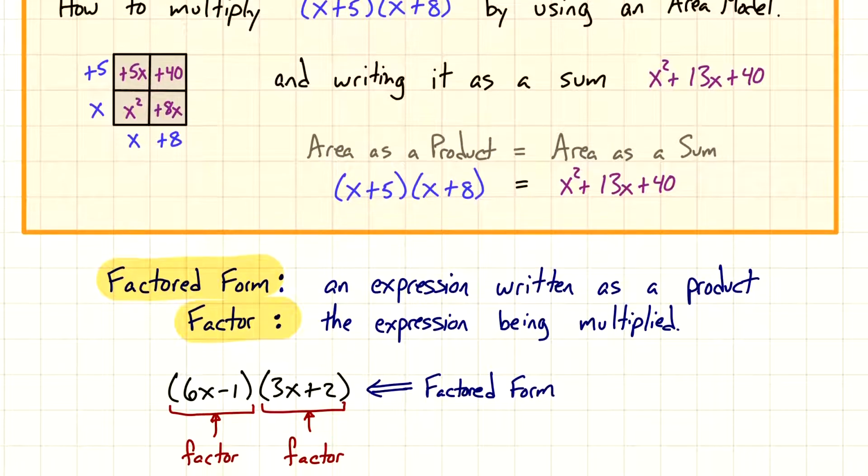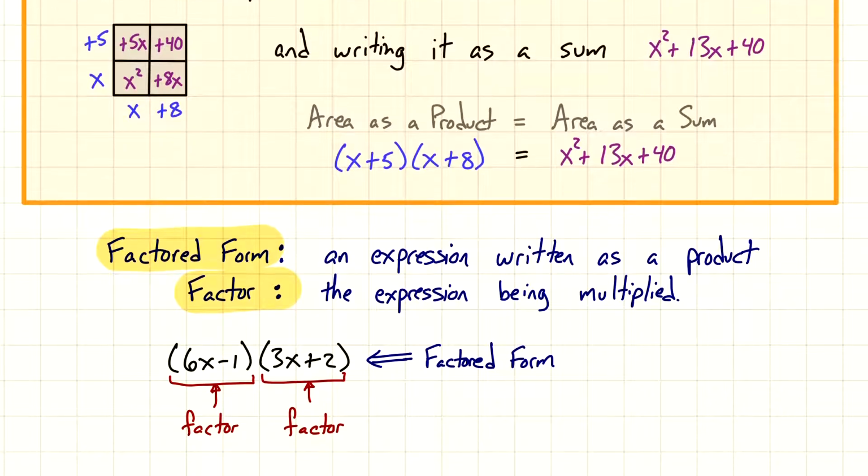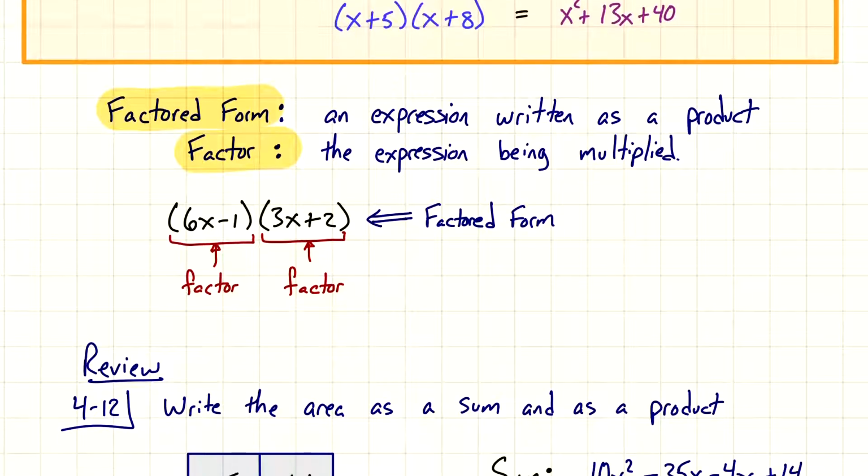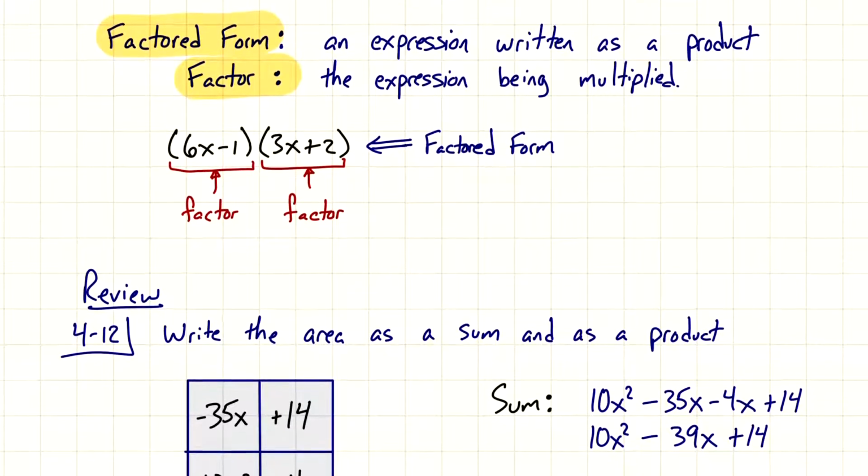I also mentioned what factored form was, in case you missed that last time, and what a factor is as well. So factored form would be area as a product, right? This is area as a product, also known as factored form, and each of these would be considered a factor. So that's our goal in this lesson, to write things in factored form.